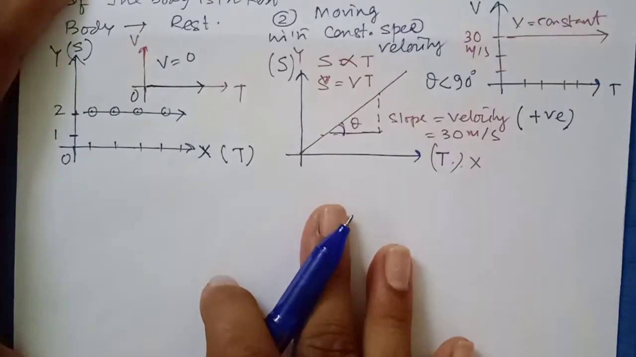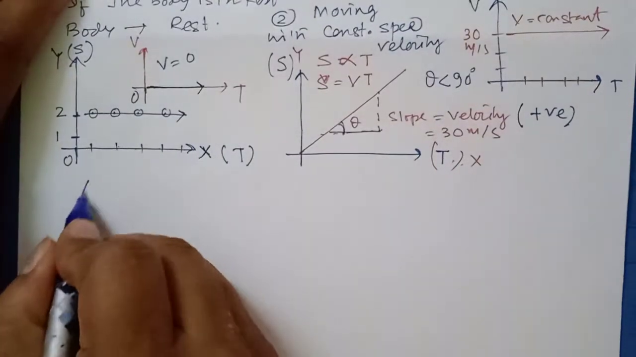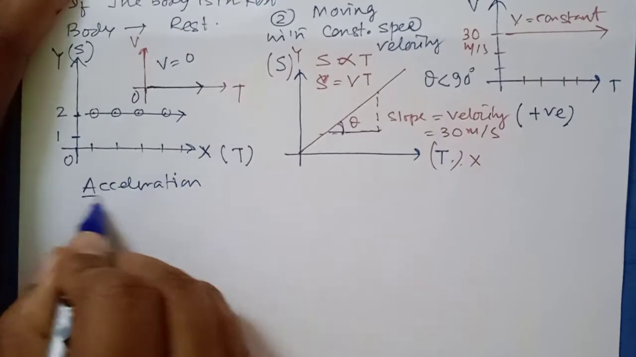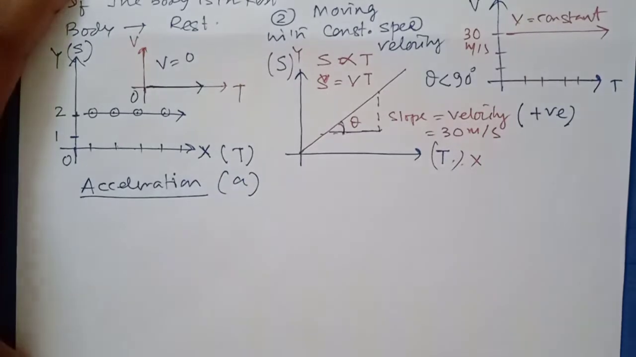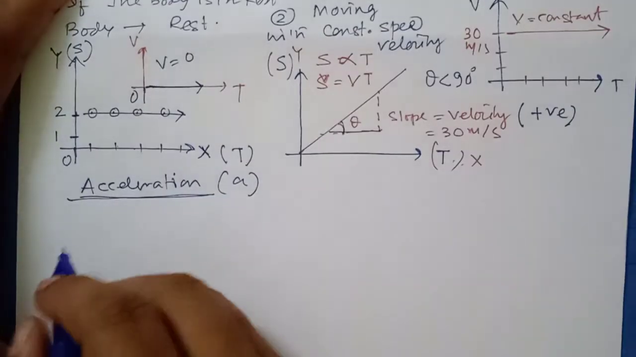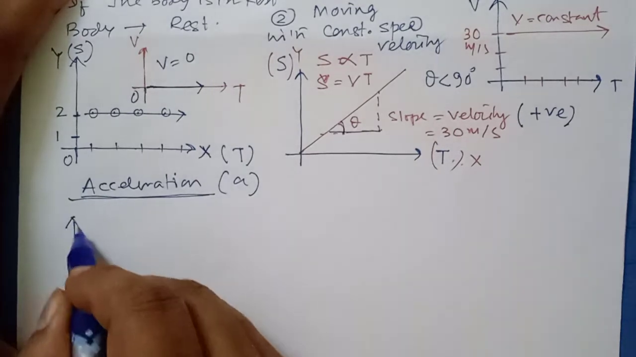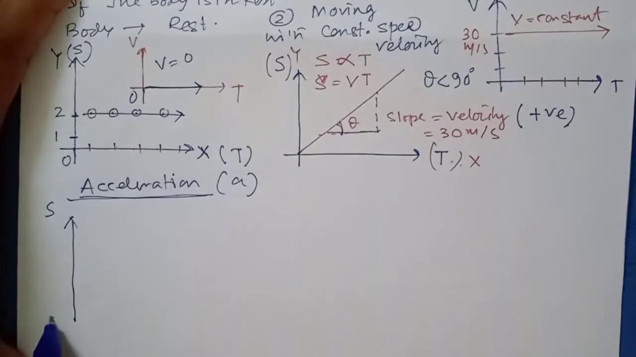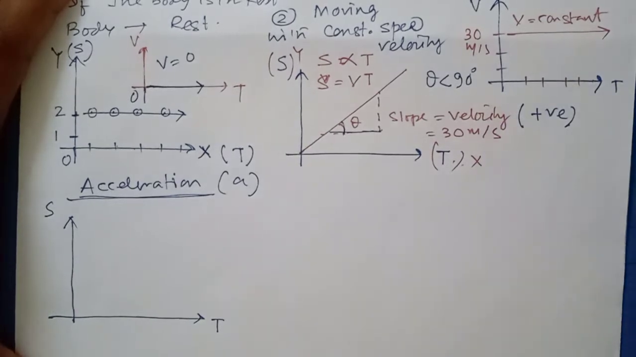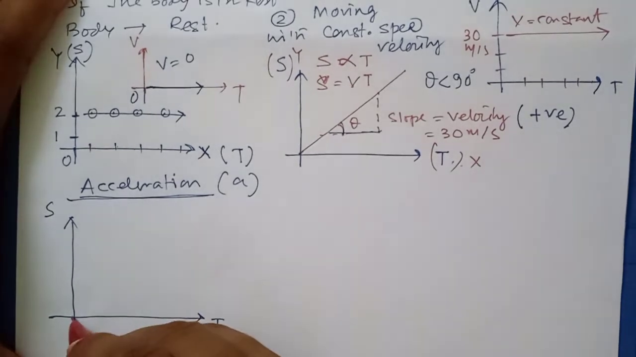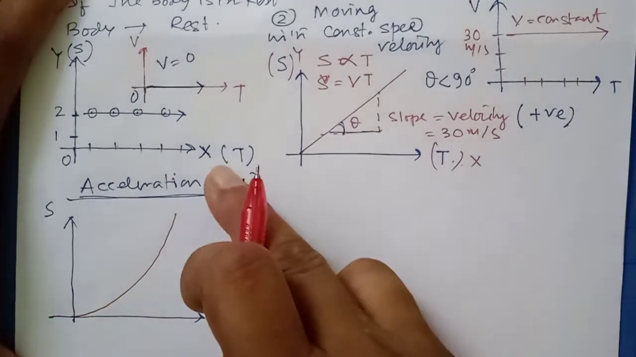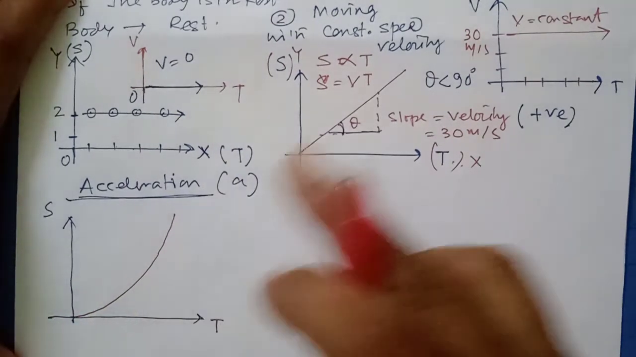Our next graph, suppose acceleration graph. Acceleration you can represent by A, and retardation you can represent by minus A. So, students, this is S. We have already drawn this graph in the previous video. So this is the ST graph. So acceleration means you can draw like this, an increasing graph. Okay, increasing graph.